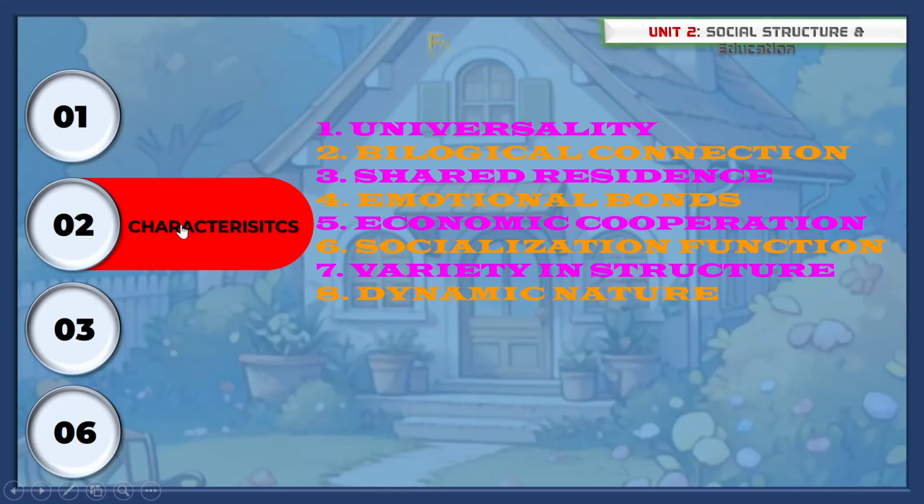Characteristics of a family. The traditional family had the following characteristics as highlighted by studies done by sociologists and anthropologists. Let's have a detail about it. First one is universality. A family is a universal institution. It was found in many simpler societies.